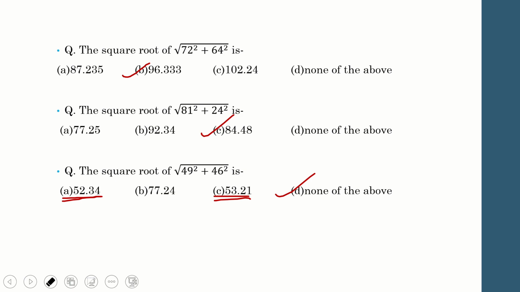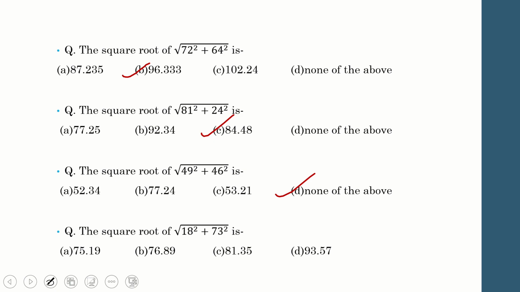Okay, but the previous two questions' options are right, because you see the two-digit number, the ones-place digit, all the numbers are between 1 to 6. That's why we are having the correct option.